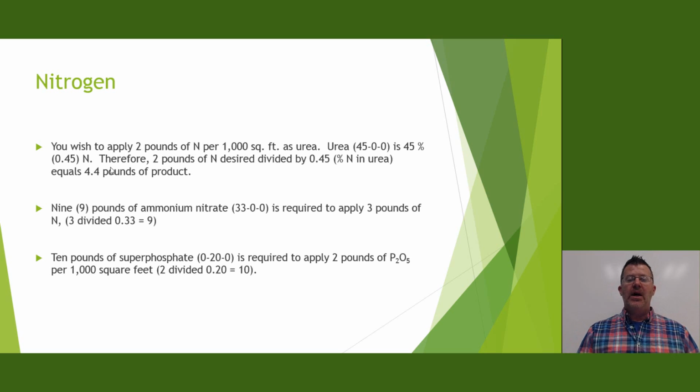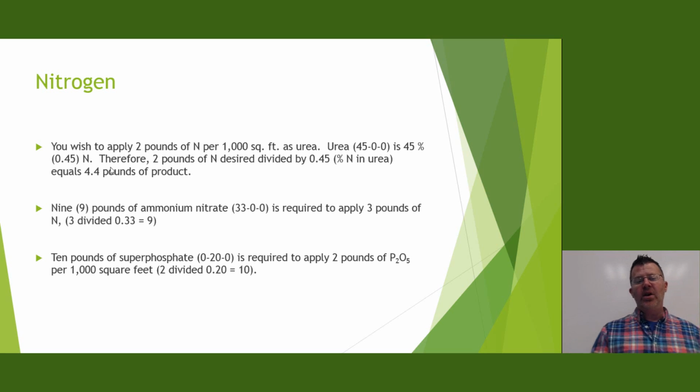Another example, 9 pounds of ammonium nitrate, which is 33-0-0, is required to apply 3 pounds of nitrogen. So to get that, we're going to take our 3 and we're going to divide it by 0.33, and that'll give us the 9. 9 pounds of product is required to apply 3 pounds of nitrogen to our site.